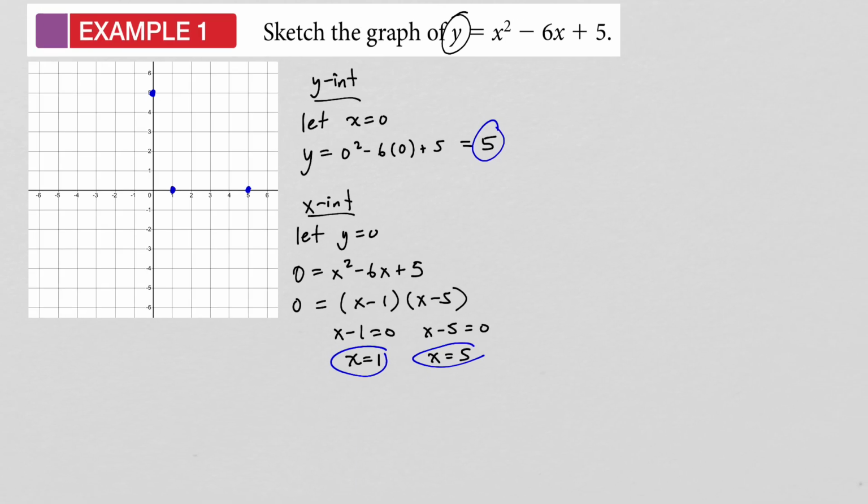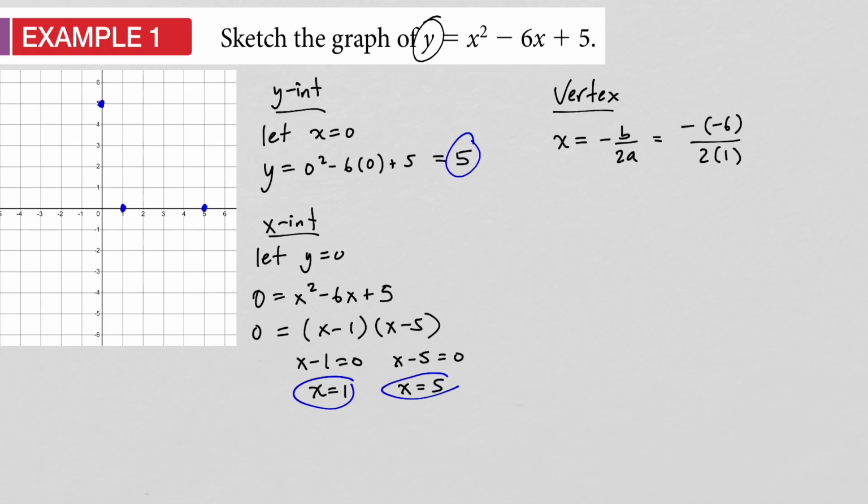So to get the vertex, there's a couple of different ways to do that. One way to do it, of course, is to just use the formula. So the formula for the vertex is always going to occur at x equals negative b divided by 2 times a. Now, this is equal to negative negative 6 divided by 2 times 1.